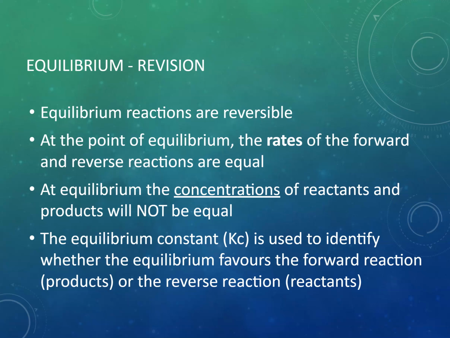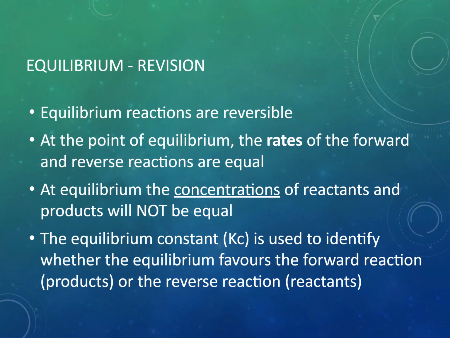Now, what is an equilibrium reaction? It's a reversible reaction, and equilibrium is achieved when the rate of the forward reaction and the rate of the reverse reaction are equal. Now, the concentrations will not be equal, but the reactants will be forming products at the same rate that the products are forming reactants. So the concentrations will at that point remain stable. We use an equilibrium constant, Kc, to identify whether the reaction is at equilibrium and whether the forward or the reverse reactions are favoured at that point.